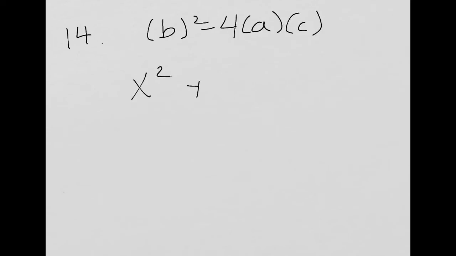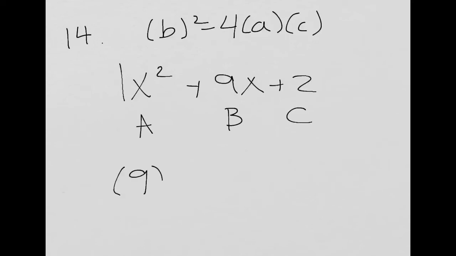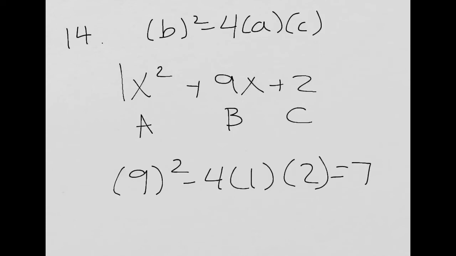Number 14, you're using the same piece, the discriminant. This is the part that'll be on the board, and it's x squared plus 9x plus 2. So there's a 1 here, so A is 1, B is 9, C is 2. So it's 9 squared minus 4 times 1 times 2, which gives me 73. Which, because it's a positive number, it's going to give me 2 real solutions.